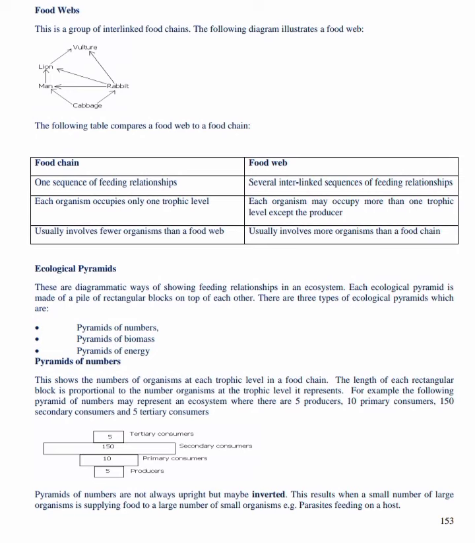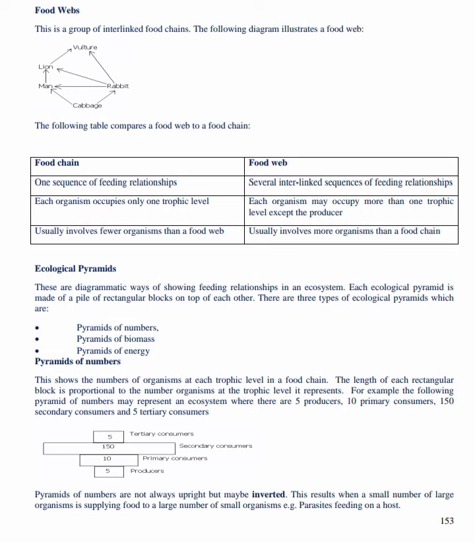We are continuing with ecology. In our previous lesson, we looked at food chains, where we said that they show feeding relationships between organisms in an ecosystem. So now we want to move on to food webs. These food webs are more realistic. They show us that an organism might actually feed on more than one organism.